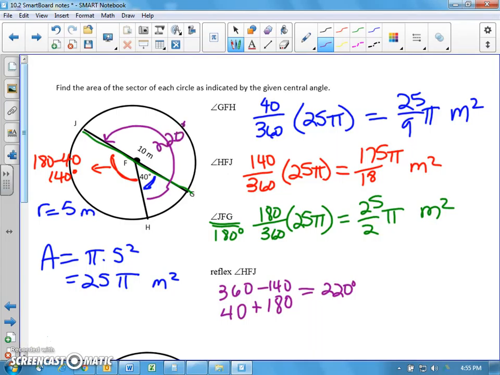So now you should be able to calculate this one. It should be 220 over 360 of our 25 pi. When you reduce this, you should get this to be 275/18 pi square meters.